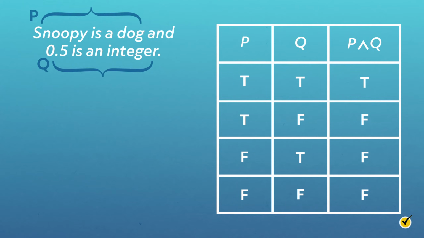The statement Snoopy is a dog and 0.5 is an integer is false according to the table because P, Snoopy is a dog, is true, but Q, 0.5 is an integer, is false.